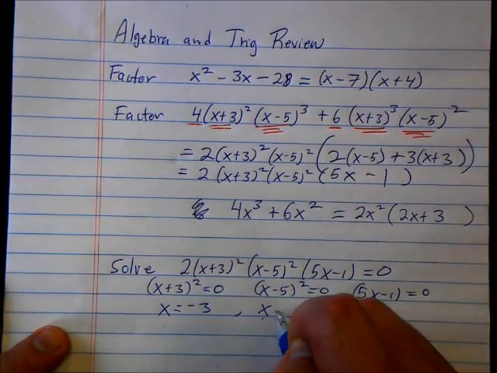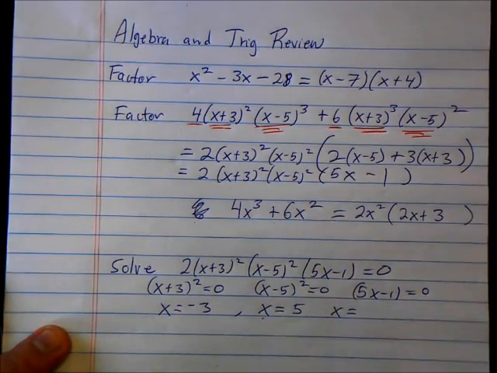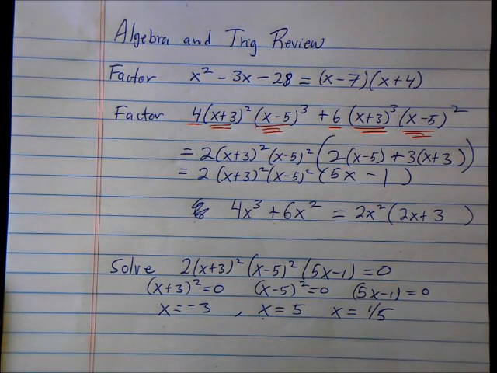The second one, x is 5. And the last one, x is 1/5. Questions on that? What's that? It's coming back?